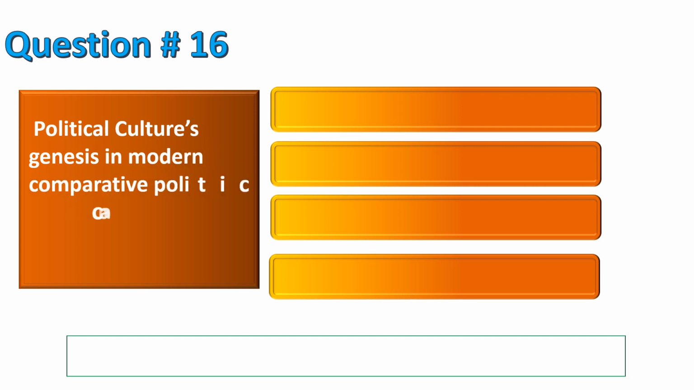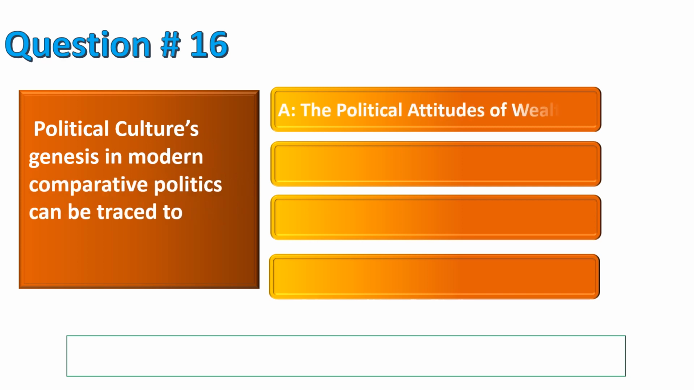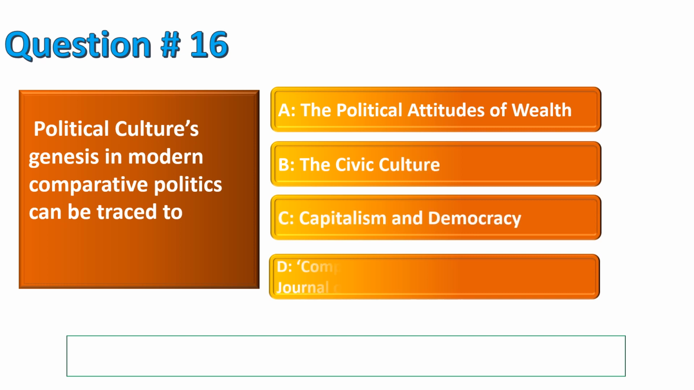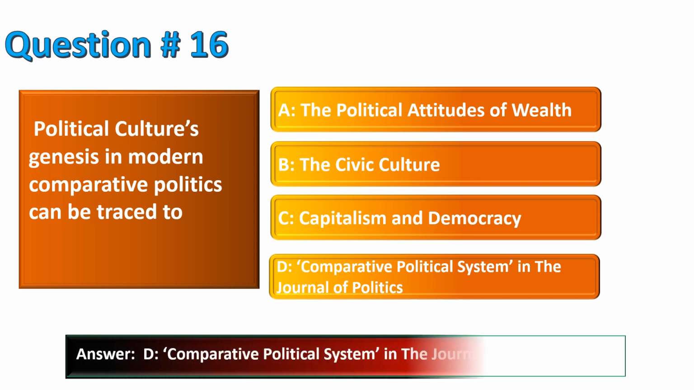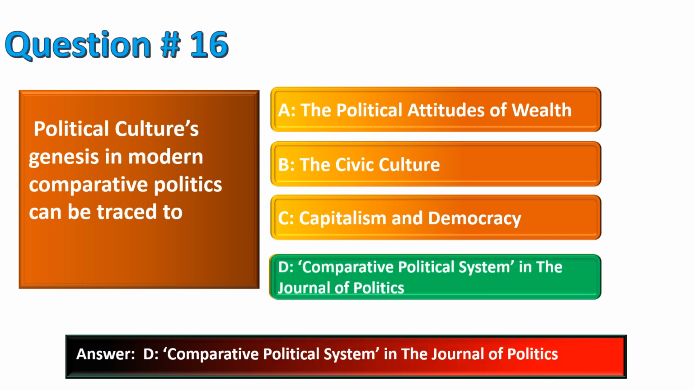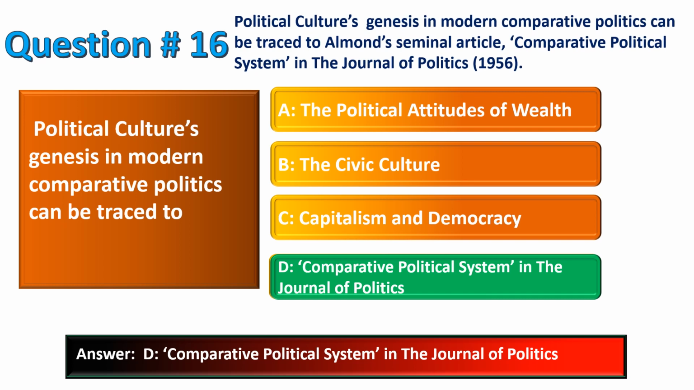Political culture's genesis in modern comparative politics can be traced to: the political attitudes of wealth, the civic culture, capitalism and democracy, or comparative political system in the general of politics. The correct option is option D, comparative political system in the general of politics. Political culture's genesis in modern comparative politics can be traced to Almond's seminal article Comparative Political System in the Journal of Politics, 1956.